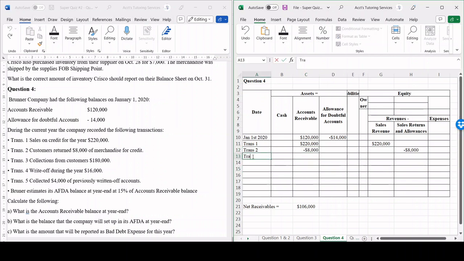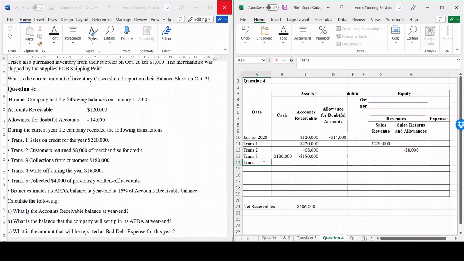Now, transaction number 3. Collections from customers of $180,000. So in this case, our cash is going to increase by $180,000. And by the same token, our accounts receivable is going to decrease by $180,000 because these customers paid us off. So we're going to reduce the balance that they're owing us.